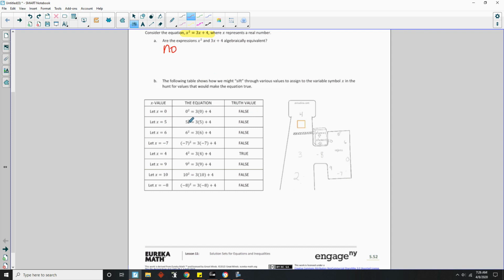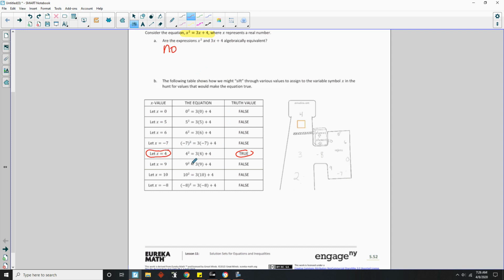Let x equal 5. Well, 5 squared equals 15 plus 4. No, 25 does not equal 19. 36 does not equal 22. 49 equal to negative 21 plus 4, which is negative 17. No. 16 equals 12 plus 4. 16, that is true.